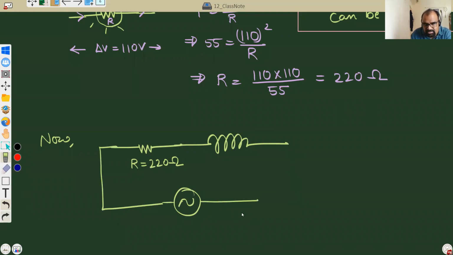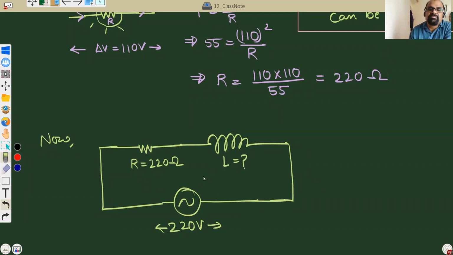Along with a 220 volt AC source, 50 hertz. I'm not writing 50 hertz. So what should be the inductance of this, so that the power generated in it is still the same?